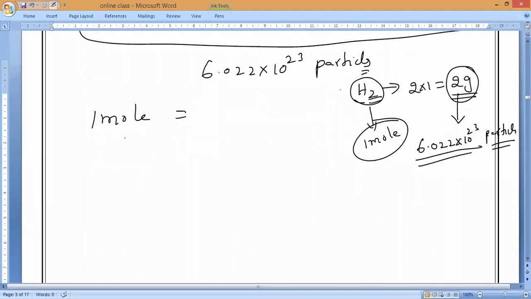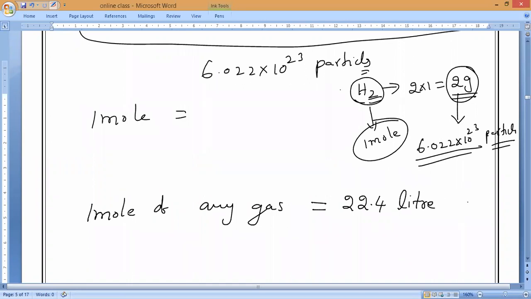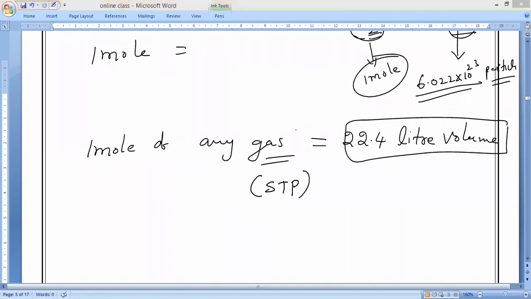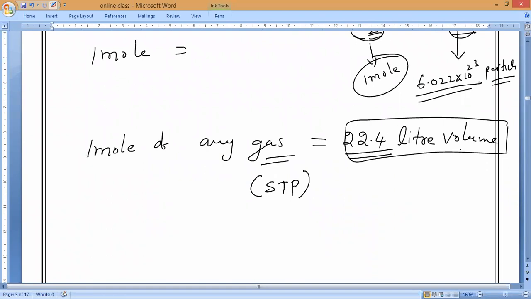Now in the same way, 1 mole of any gas, understand, occupies 22.4 liters volume. 1 mole of any gas, if you take, at what temperature? At STP. What do you mean by STP, guys? Standard temperature and pressure. At STP, any gas will occupy 22.4 liters of volume.